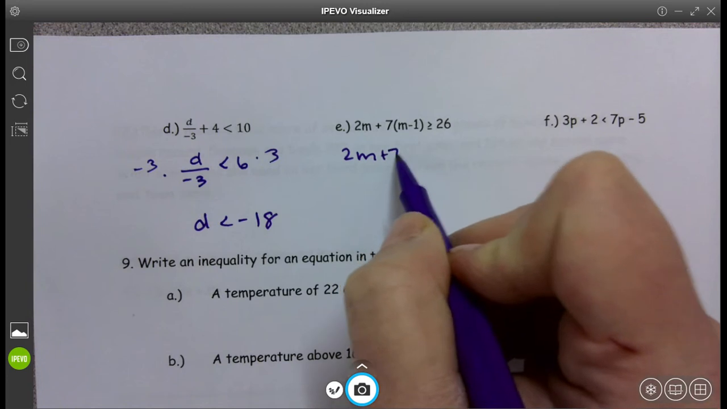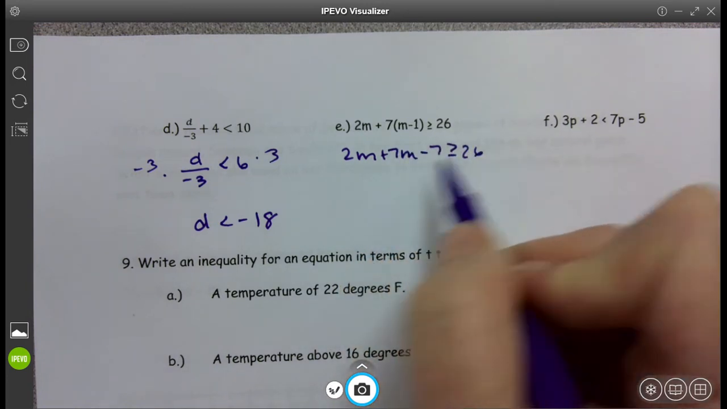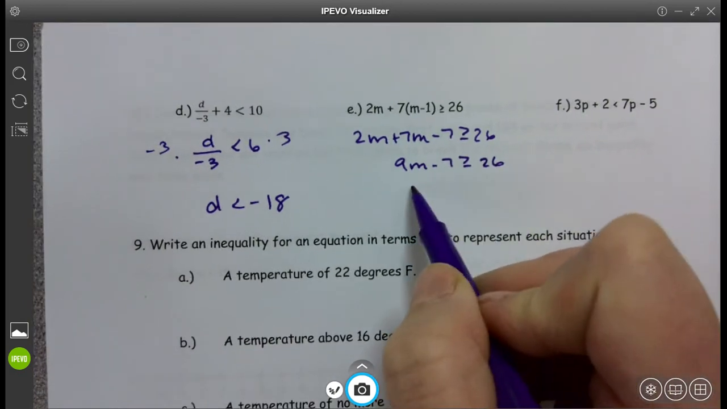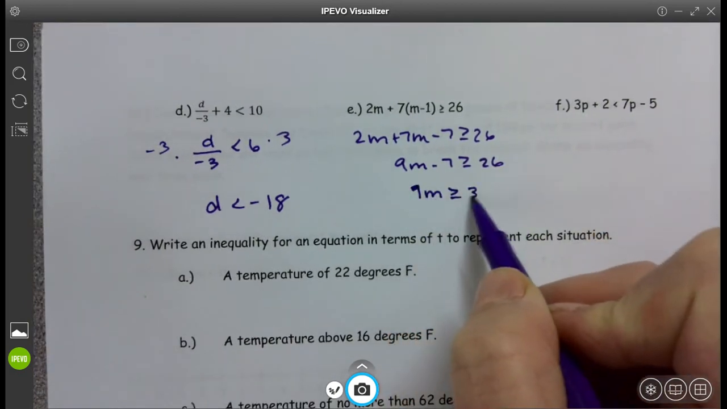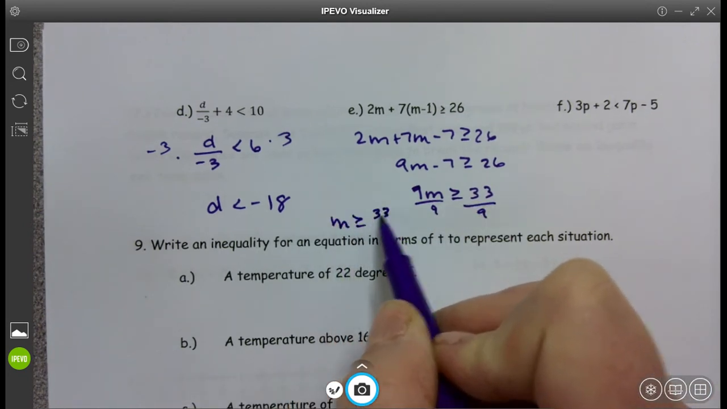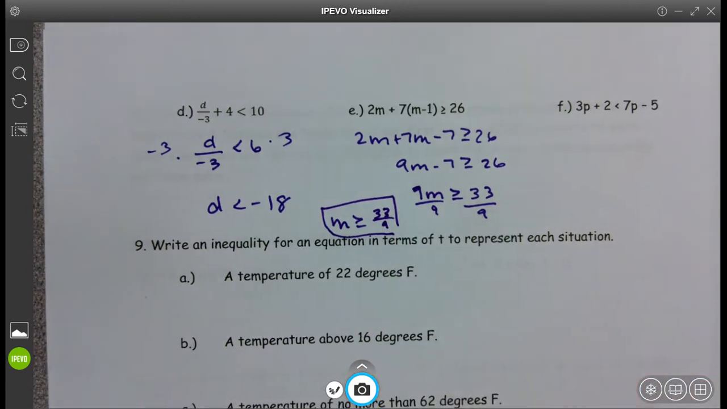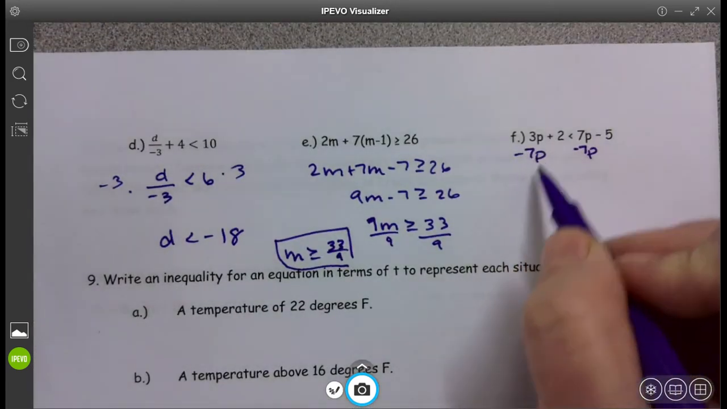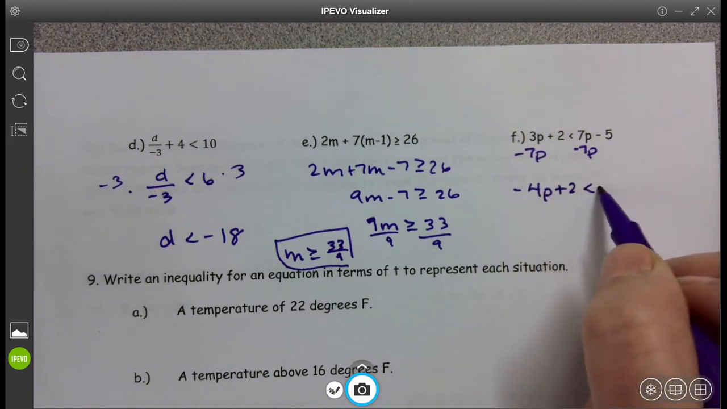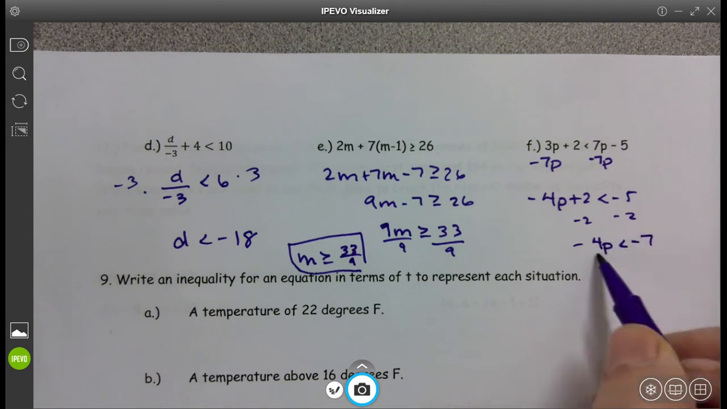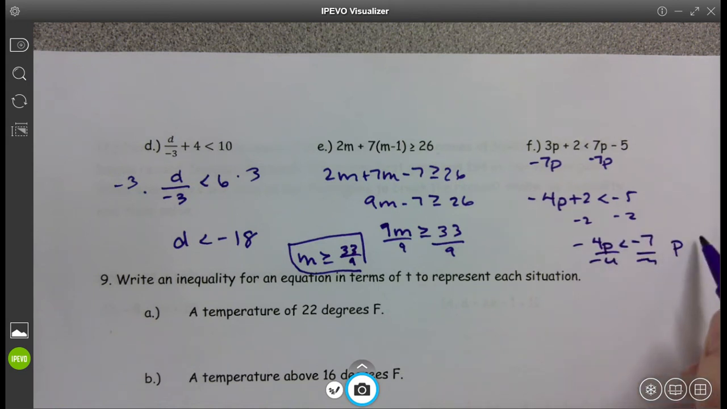Here, I need to distribute 7. You get 9m minus 7 is greater than or equal to 26. I'm going to add 7 to both sides, and then we're going to divide by 9. If the number's not pretty, that's fine. You can leave it as 33/9, or you can make it a decimal. I don't care. Okay. We want p's on the left, and then numbers on the right. When we divide by a negative, we're going to flip the sign and get 7 over 4.